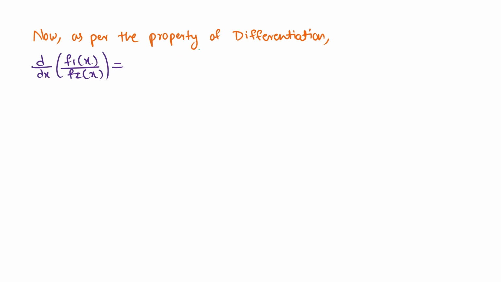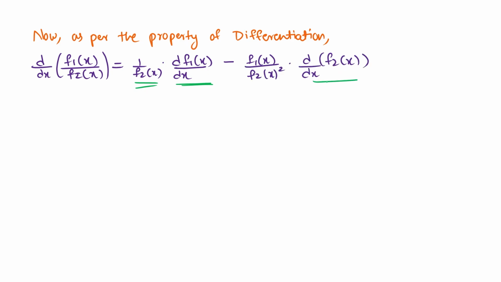Well, let's see. When we were studying differentiation, we studied a property where, if we find the derivative of a term which is a function of x divided by another function of x, in this instance f1 of x divided by f2 of x, then the resulting derivative was the derivative of the first function divided by the second function as it is, minus the derivative of the second function multiplied by a term which is the first function divided by the square of the second function. This was the property we learned in this chapter.